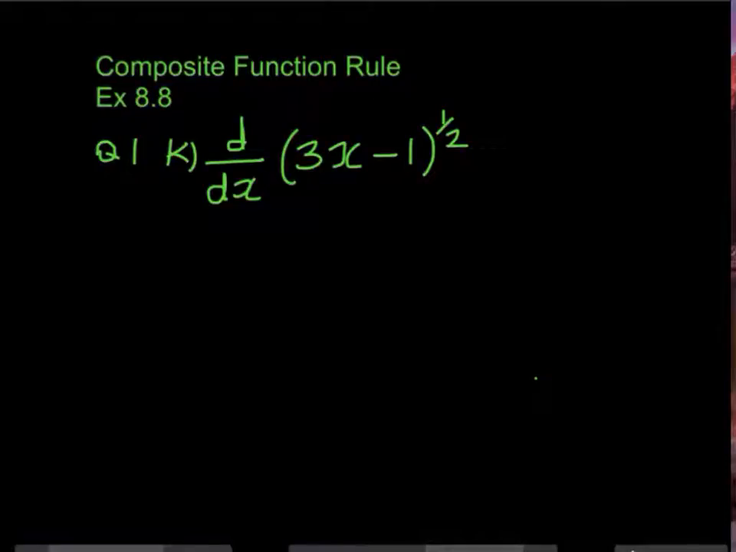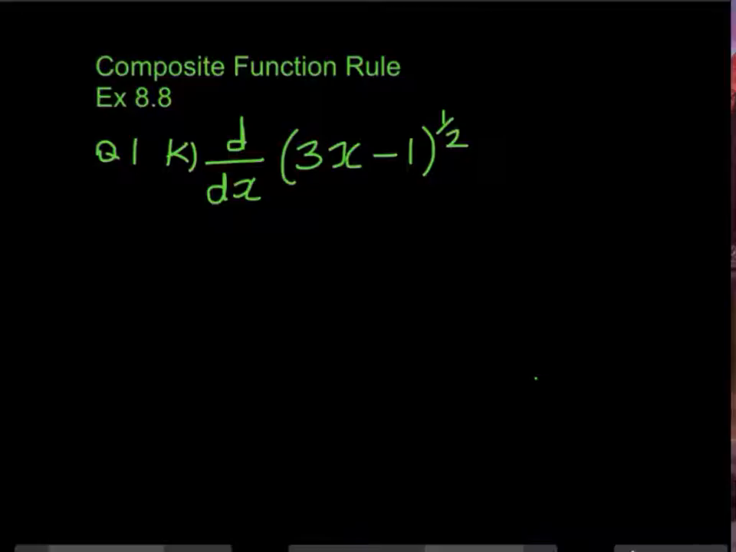Right, in exercise 8.8, it's titled the composite function rule. I've always thought of this as the function of a function rule. It's got a couple of two or three different titles or ways of describing it, and I'll probably refer to it as the function of a function rule. It's the way I was taught, and it also, for me, makes more sense.